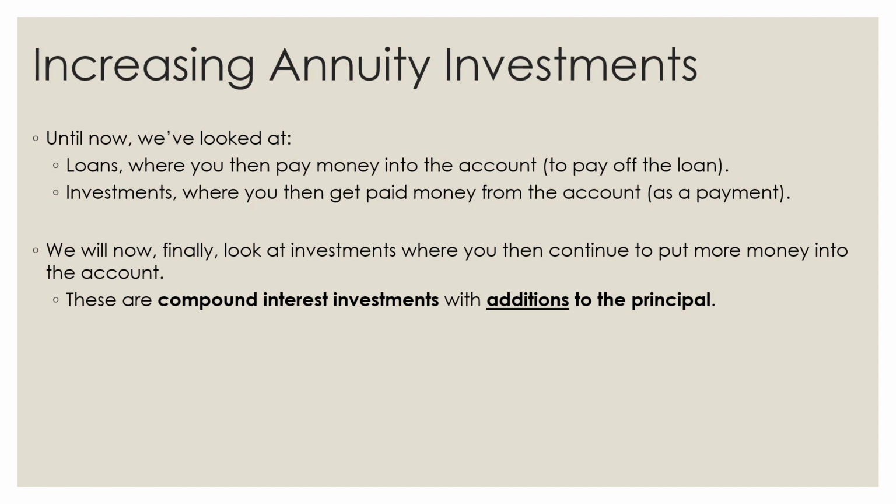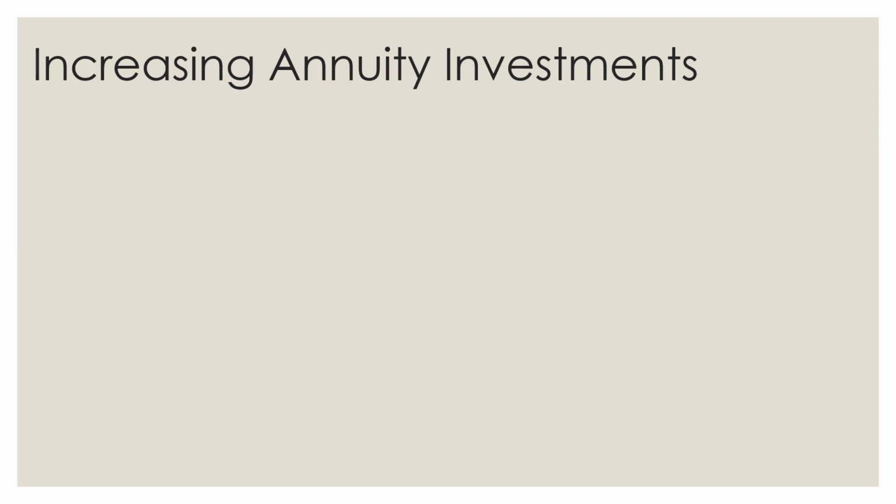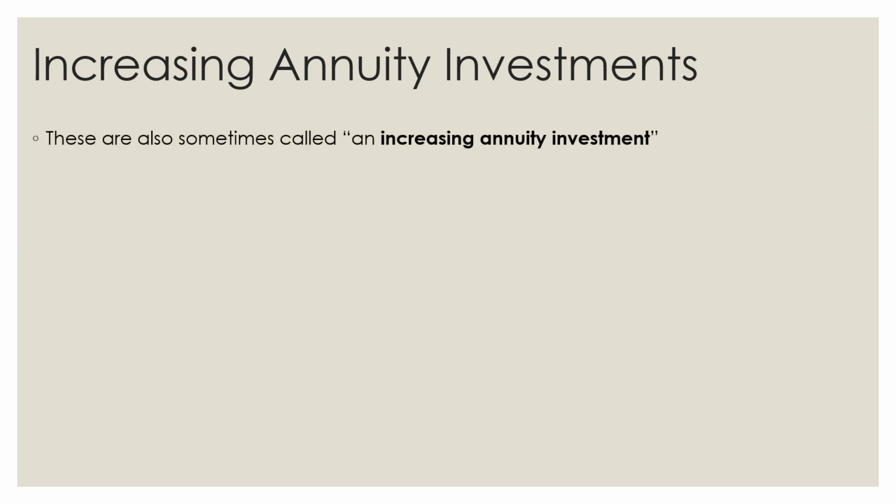These are compound interest investments with additions to the principal. We're adding money to our bank account in order to increase it. We're not trying to reduce it to bring it back down to zero. We are trying to increase it. Simply put, you're investing a sum of money and then regularly putting more money into the investment. These are sometimes called increasing annuity investments, as opposed to the ones we've looked at previously, which have been decreasing.